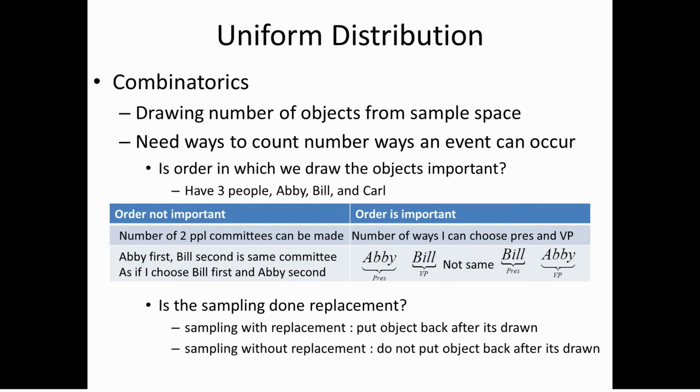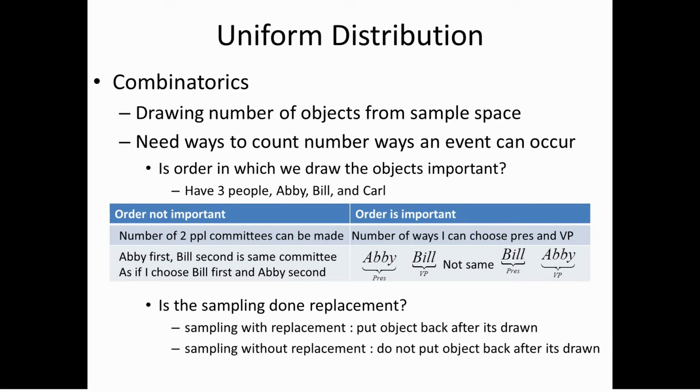Okay, so here's how we use the uniform distribution. Very often we're going to be drawing objects from the sample space, and we're going to want to count the number of ways that they can be drawn. And it turns out there are two things that are important. The two main properties we have to worry about are whether or not the order in which the objects were drawn is important. So let's take as an example a sample space of 3 people, Abby, Bill, and Carl. A situation where order is not as important is when we simply want to look at the number of 2 person committees that can be made.